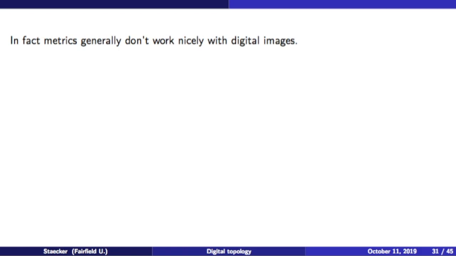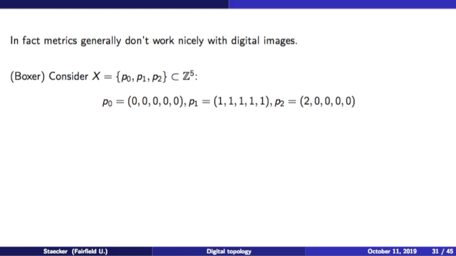I haven't read every paper about digital topology, but as far as I have seen, metrics generally don't work very nicely with digital images. So here's an example that I think was suggested by Boxer. This is a paper that I have with Boxer. I think it was his idea, though. If we have 3 points here in Z5, this is a little strange example, but 3 points in Z5. One is the origin, one is this point, all ones, and then this point with a 2 and then zeros, all right? If you want to draw a picture, it's like this. This is like out in Z5 with 1 on all the coordinates.